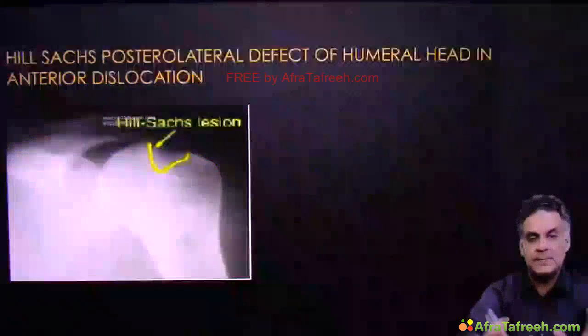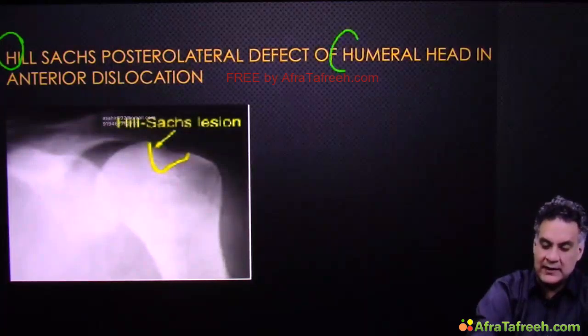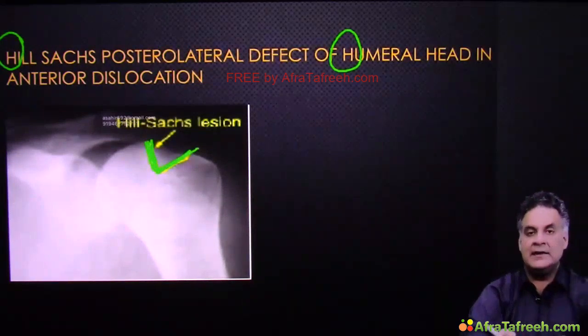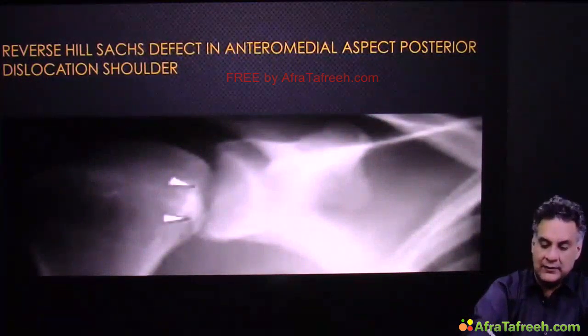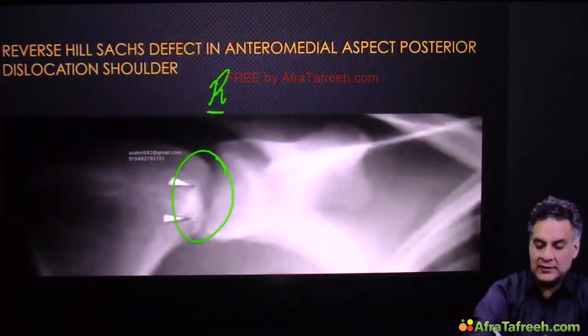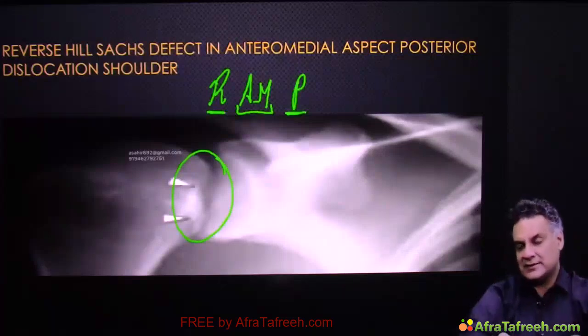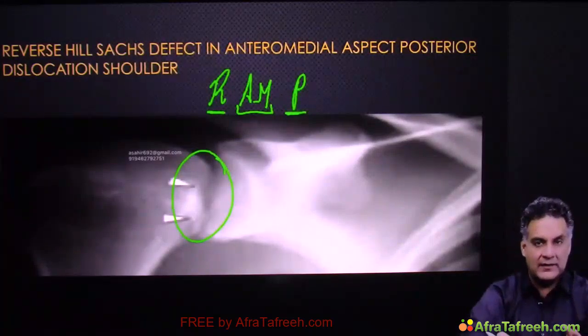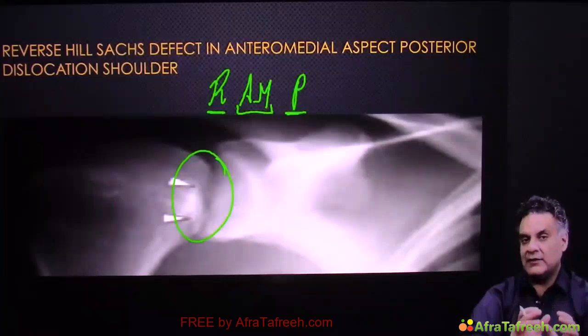in 1938. In the head of humerus, H for Hill-Sachs, H for humeral head, it's a posterolateral defect in anterior instability. Whereas in posterior instability, you have an anteromedial defect, remembered by the mnemonic RAMP, called reverse Hill-Sachs, anteromedial defect in posterior instability. You know, in anterior dislocation, the head is down and out. Posterior, it's by the side of the body at the level of the glenoid, up and in.